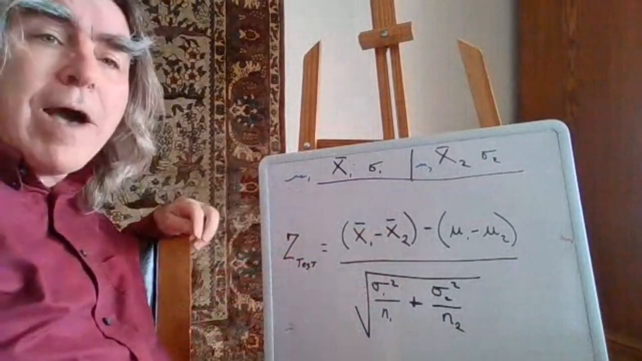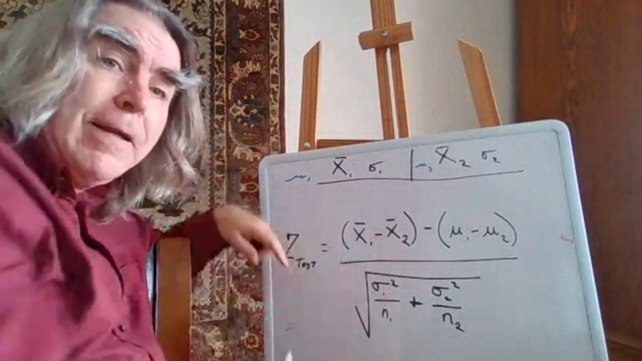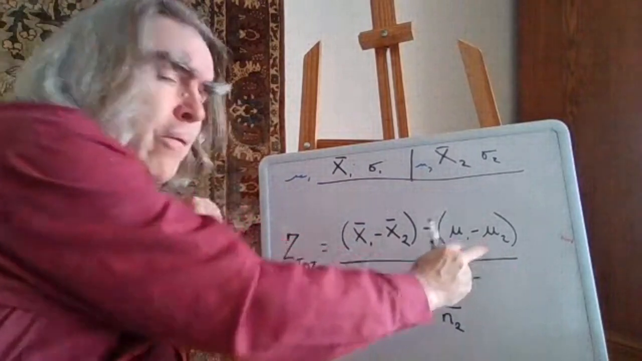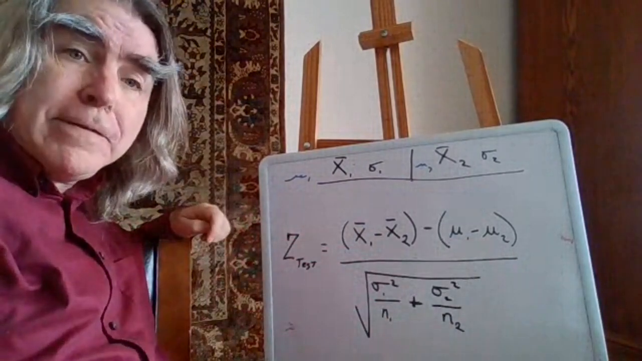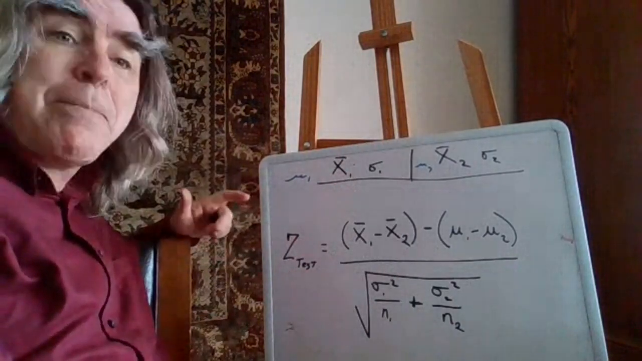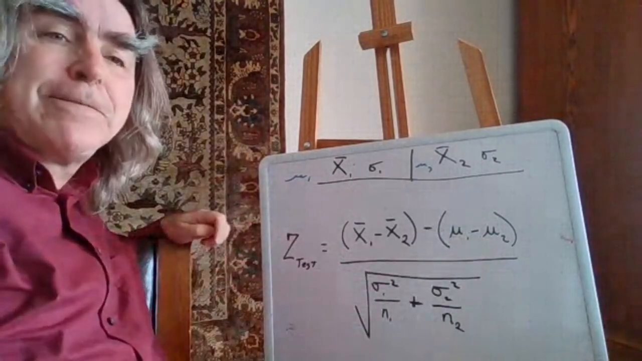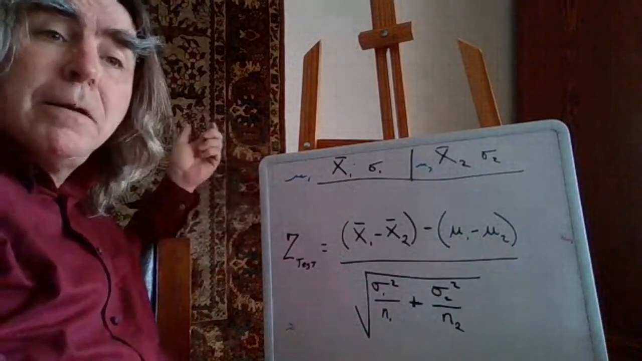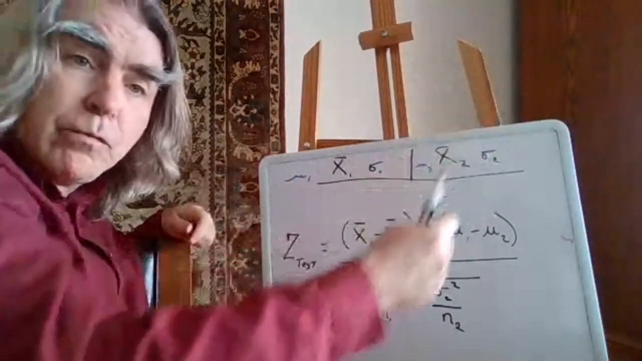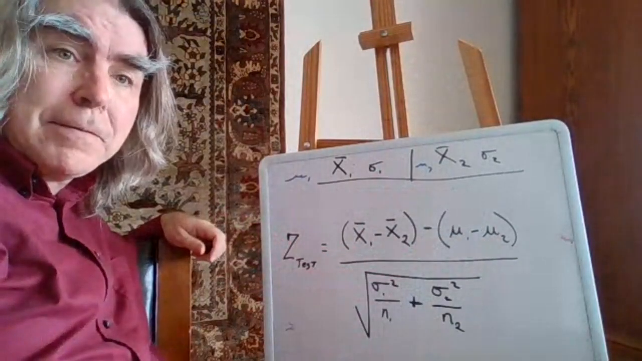This first part is what you got from the samples. This is the difference that your sample said you had. This over here is the difference the null hypothesis said the populations had, right? Mu1 minus mu2 is the difference. Mu1 is what the null hypothesis thought about one versus the other. This difference comes from the null hypothesis.